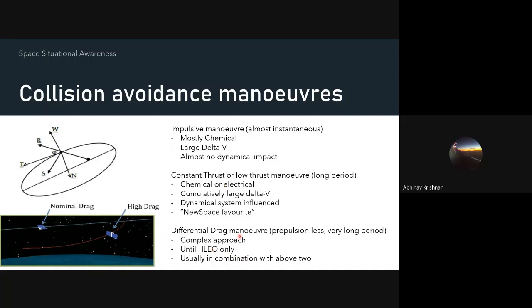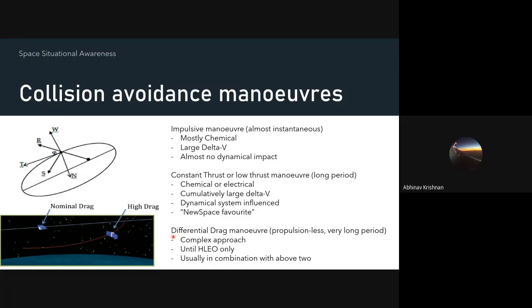Now, differential drag maneuver. This is where the attitude of the satellite comes into the picture significantly, because here you don't use any propulsion system like these two. And it takes a very long time to actually make an effect. Like you can see here, this is the nominal drag, which means it's in a configuration where there isn't more drag on the body, so it can easily coast through the environment without any problem. But as soon as it has to slow down, it will change the drag configuration so it brakes to slow down, and changes it again to speed up.